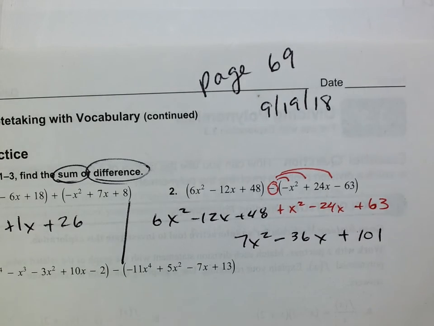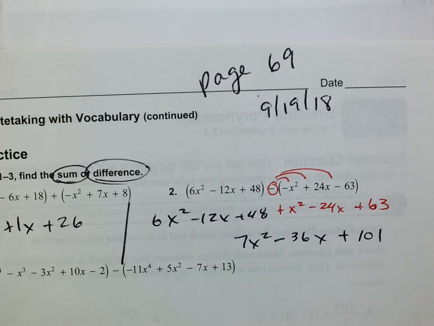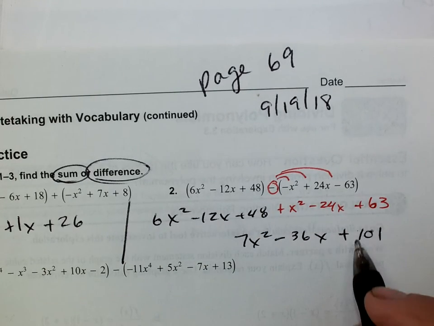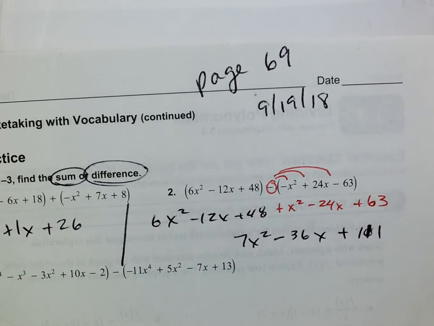So 101? 60 plus 40 is 100, and then 8 plus 3 is... Oh, but it carries 1, so it's 111. We got to carry. It's 111. Sorry. Thank you, Emma. 111.